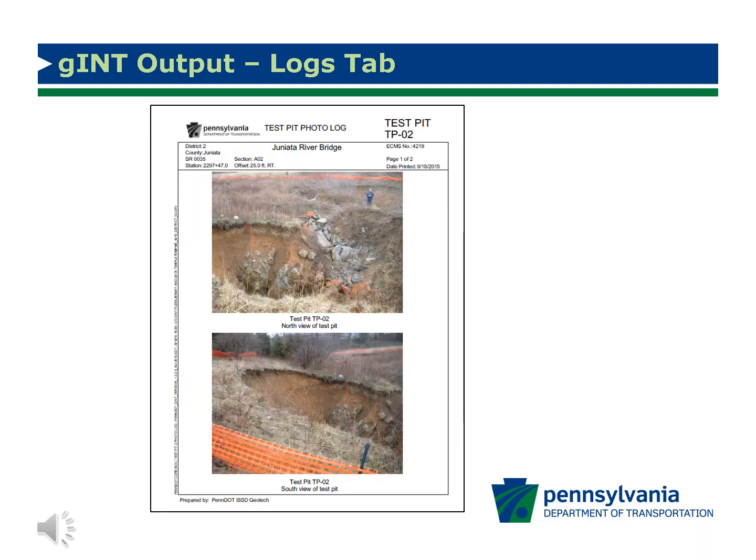This is an example of a test pit photo log with 2 photos per page. Note that it is essentially the same as the Core Box Photo Log with the exception of the title change. The 1 photo per page report is also available.